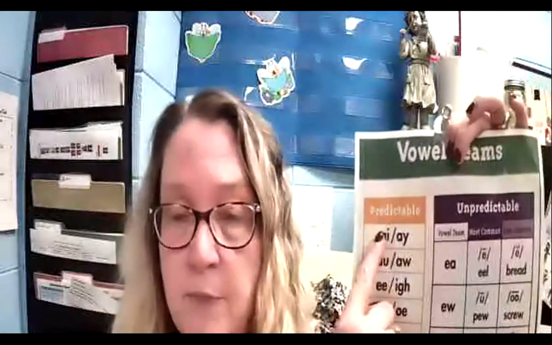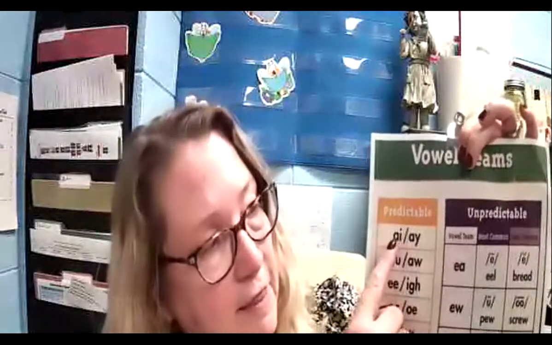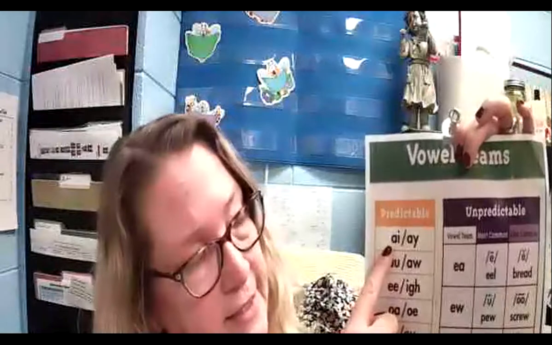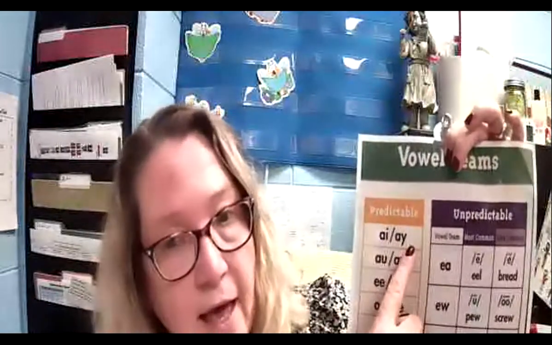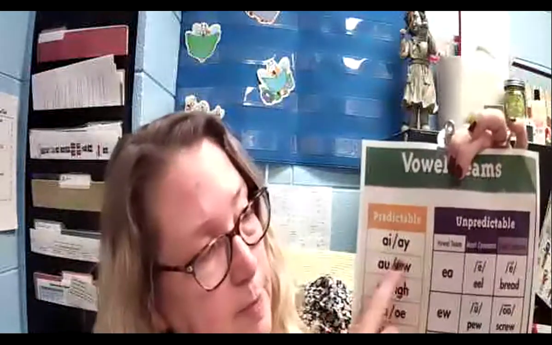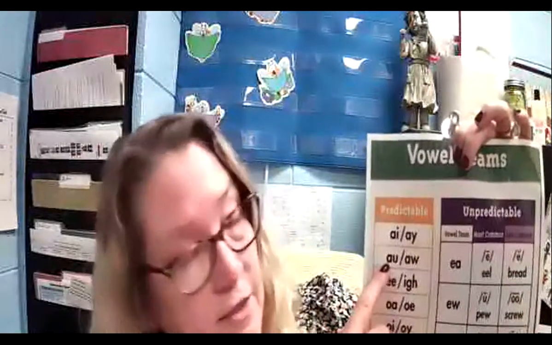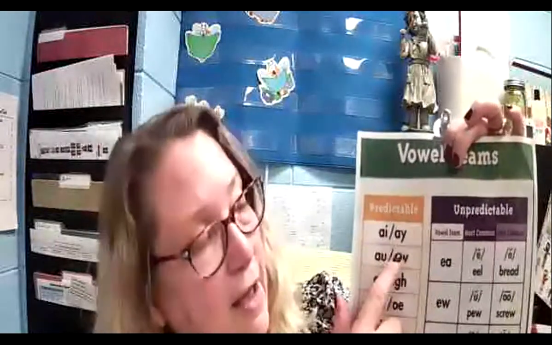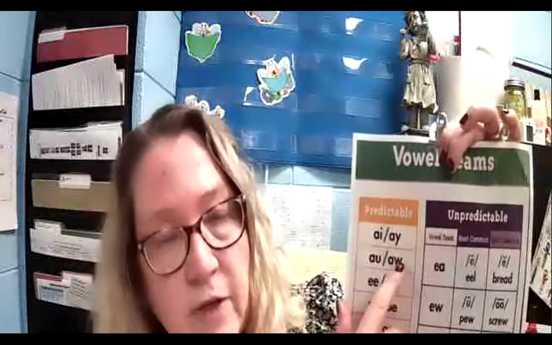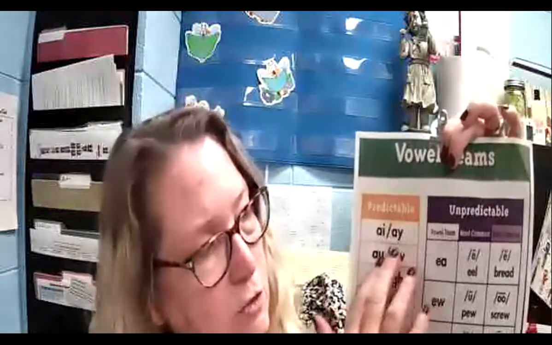Let's review. When we look right here, we know that these are paired together. They both make the A sound. This combination makes the A sound in the middle of the word, and this combination makes the A sound at the end of a word. These both make the ah sound. This combination is in the middle of the word, and this would be at the end of the word, and that is usually, okay? So usually that's what would happen.